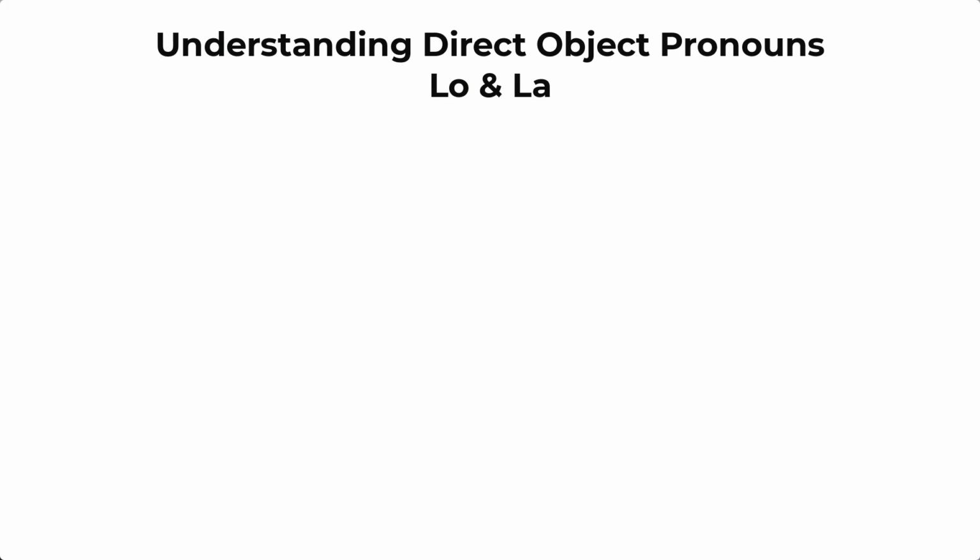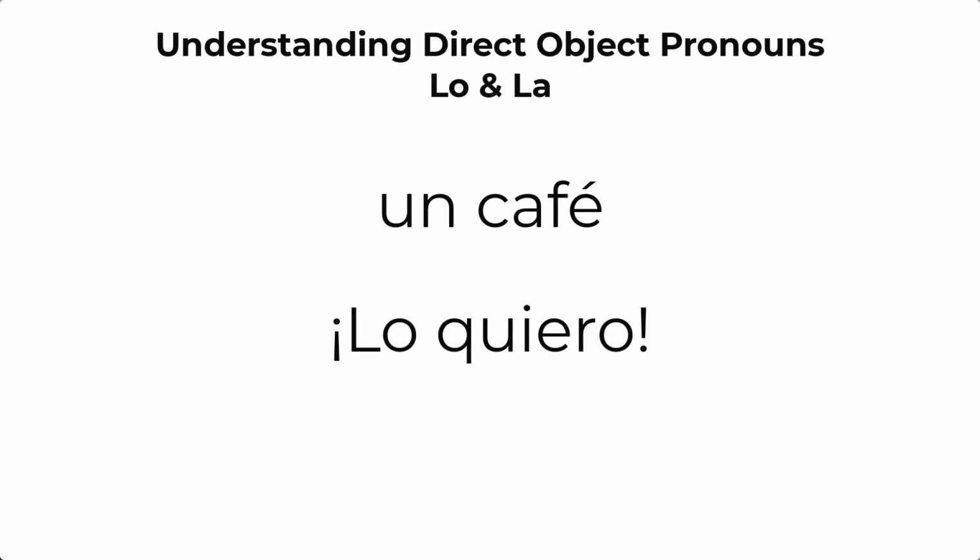So lo and la are what we call direct object pronouns, which basically means that they replace a person or a thing that directly receives the action of a verb. Let's look at some examples. So imagine you're in a cafe and you order un café. Instead of repeating un café, you can simply say lo quiero. Since café is masculine, we use lo.